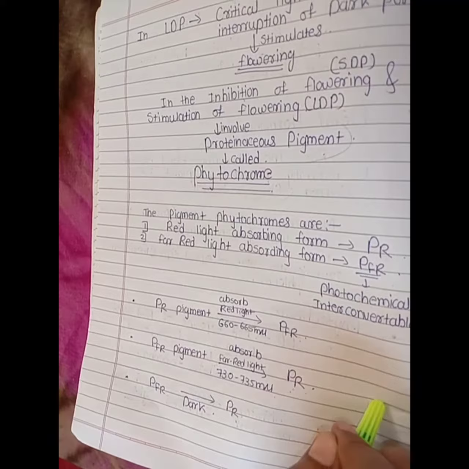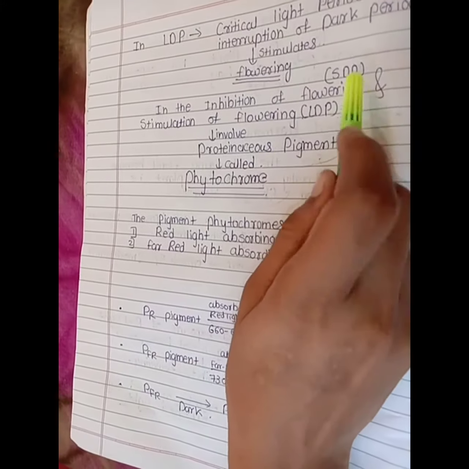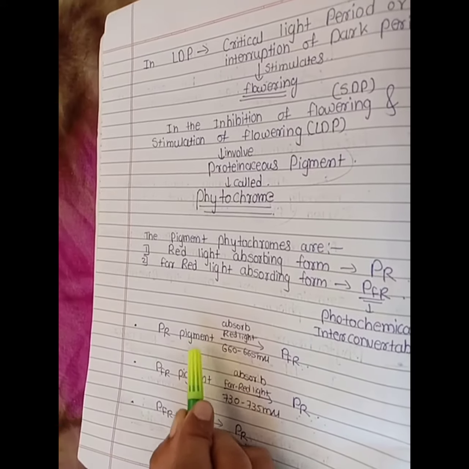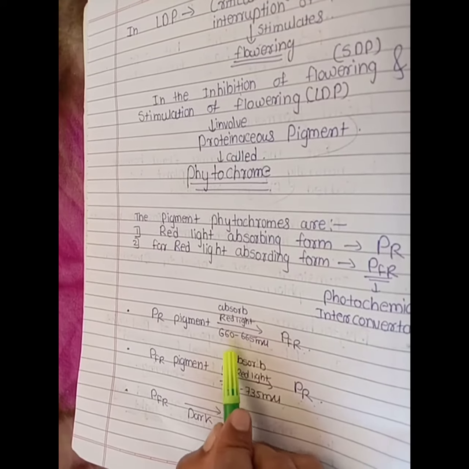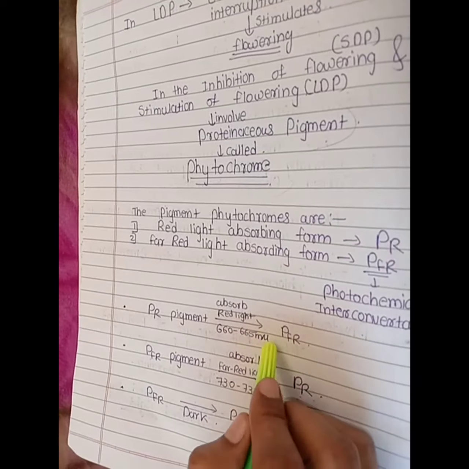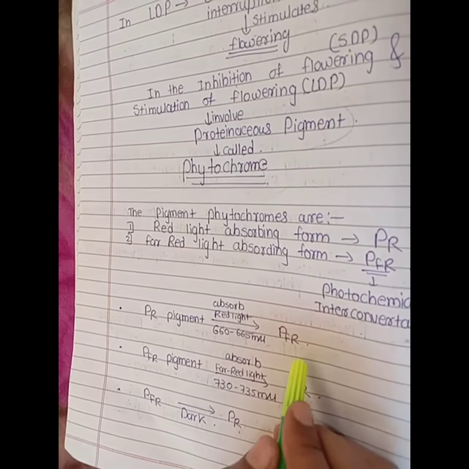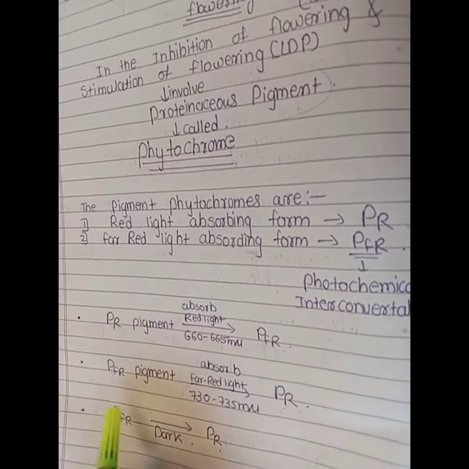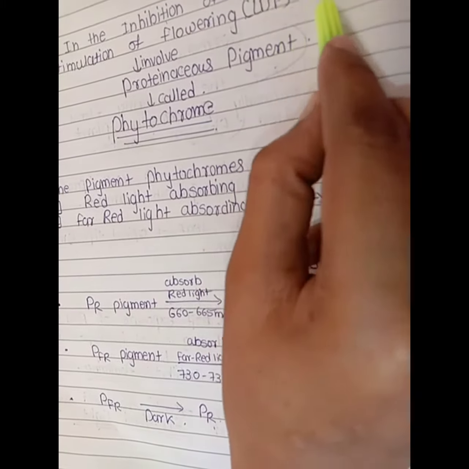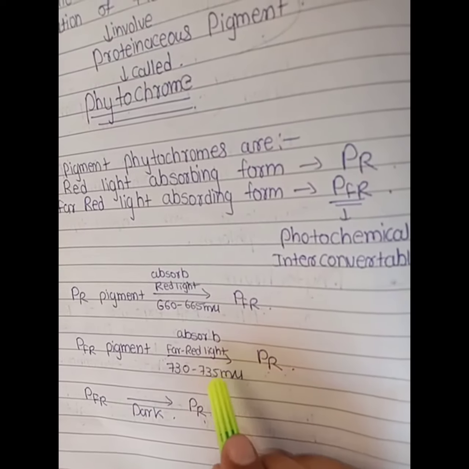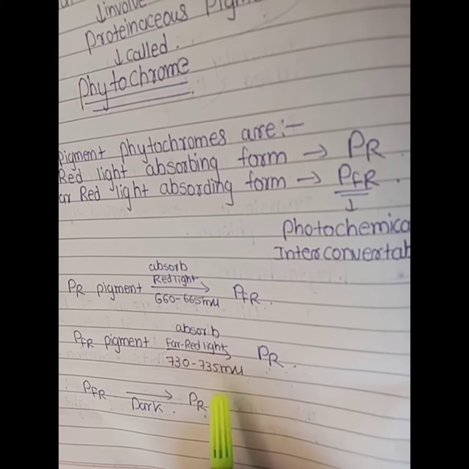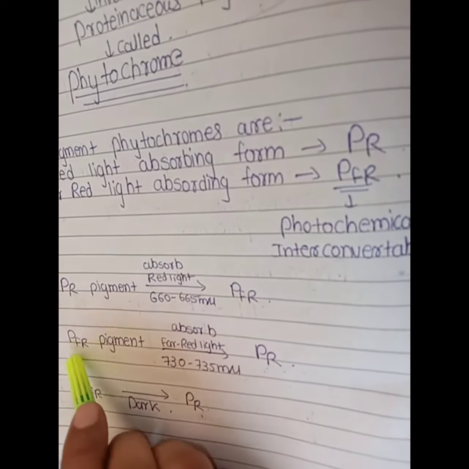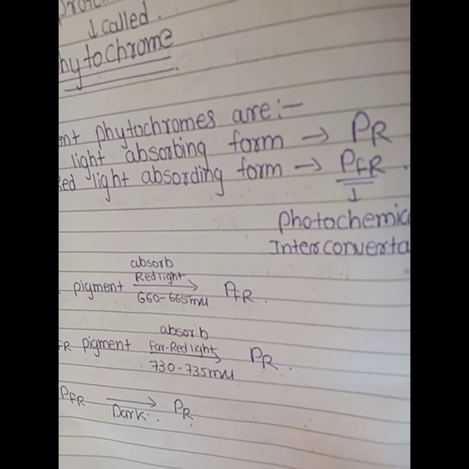How are they photochemically interconvertible? Okay, in the case of the inhibition of the flowering in the short day plant, the PR pigment, at that time more exposure of red light occurs. This PR pigment absorbs the red light at 660 to 665 nanometer, and is converted to PFR. PFR means what? Far red light absorbing form. Okay, then in the case of the stimulation of the flowering in the long day plant, the PFR pigment absorbs far red light at 730 to 735 nanometer, and at that time P far converts into P red, which easily helps the flowering.